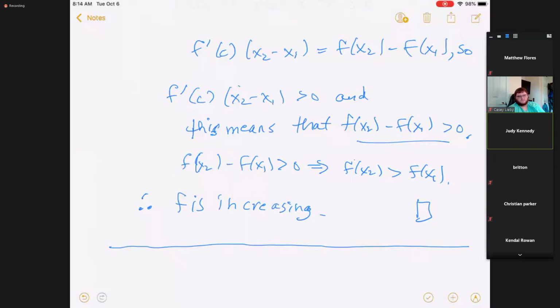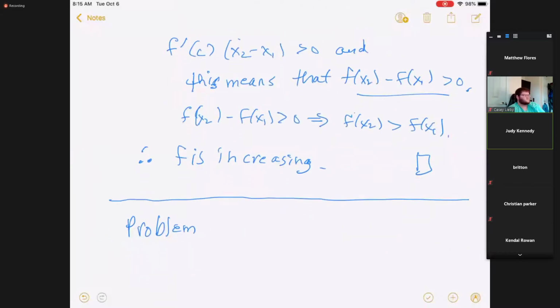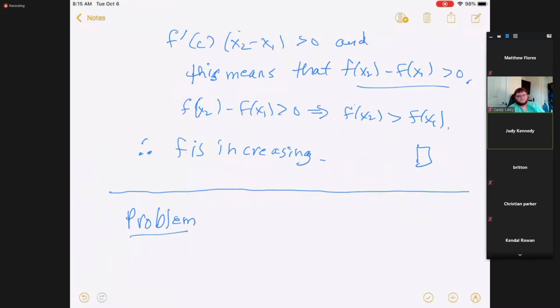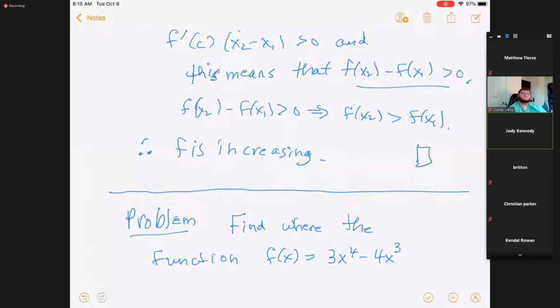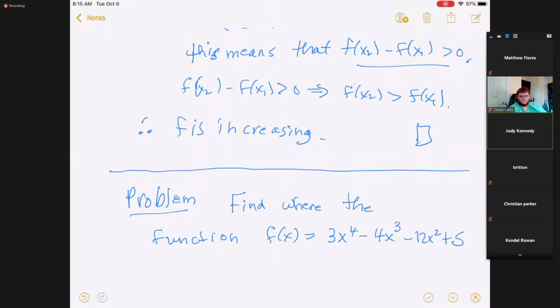So here's a problem. I want to find where the function f of x equals 3x to the fourth minus 4x cubed minus 12x squared plus 5 is increasing and where it's decreasing.